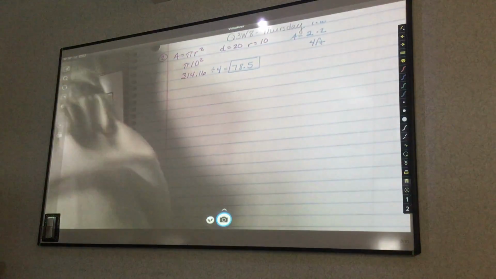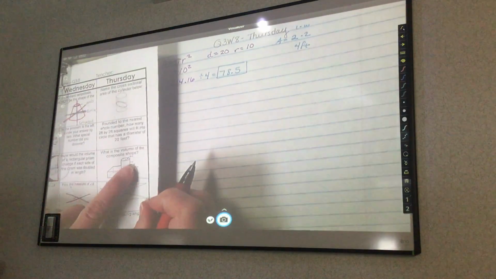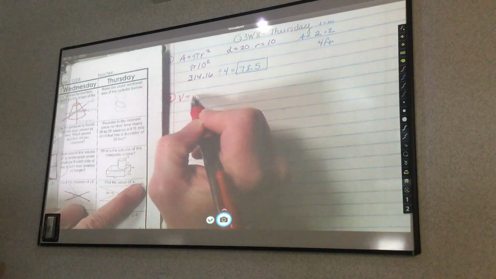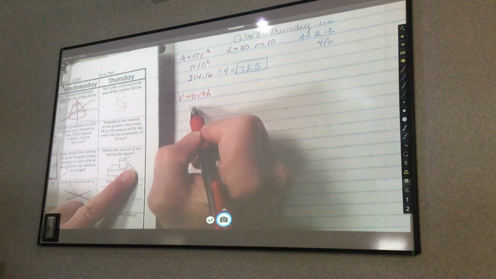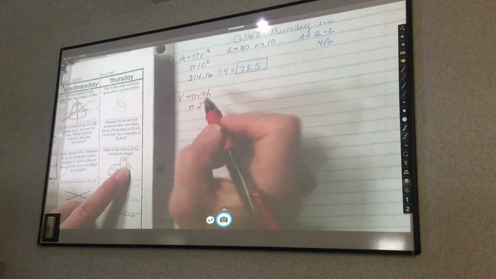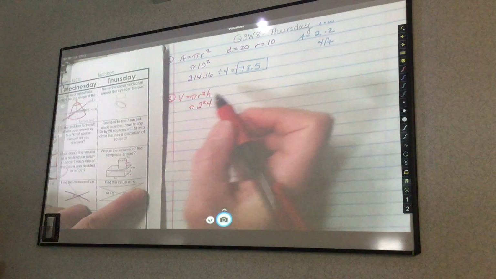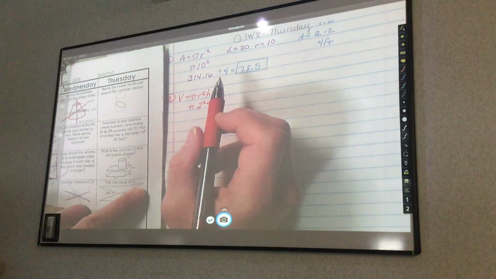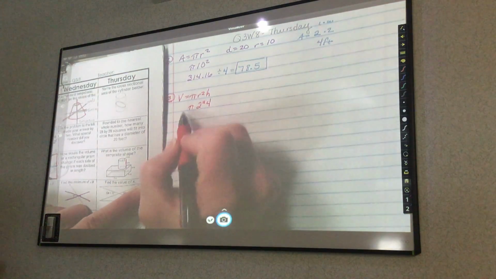Number 3, we're going to start with the volume of the cylinder first. Volume equals pi r squared, because it's the area times the height. So it's pi, the radius is 2 squared, the height is right here, and the height would be 4. Put that in my calculator, and I get 50.27.